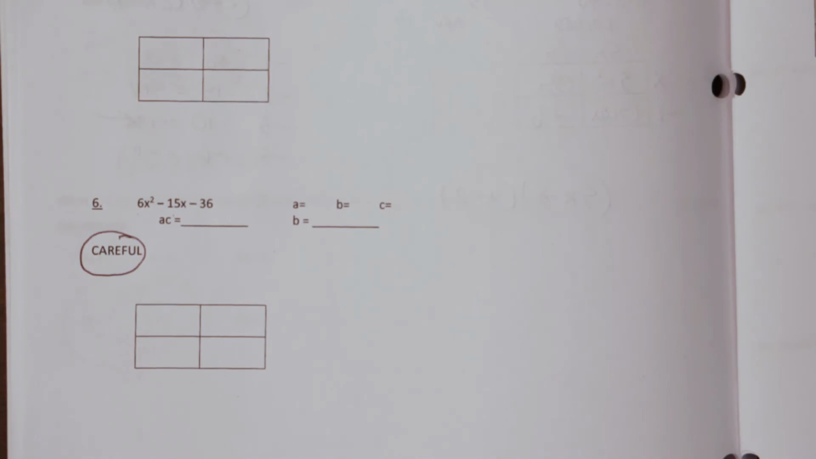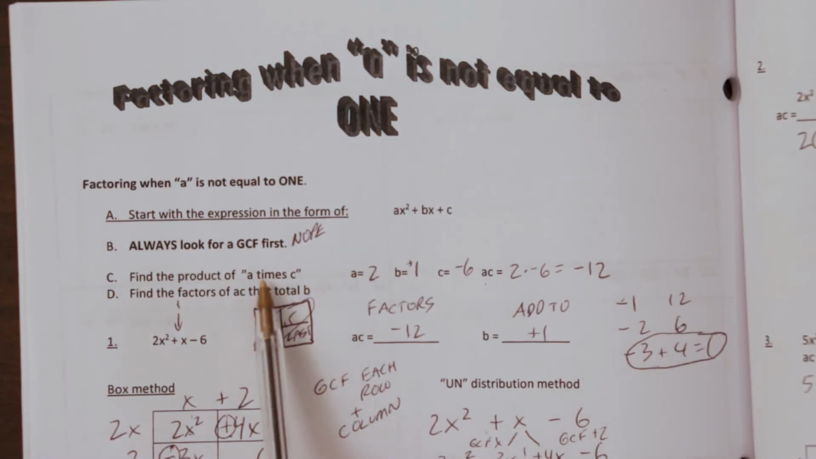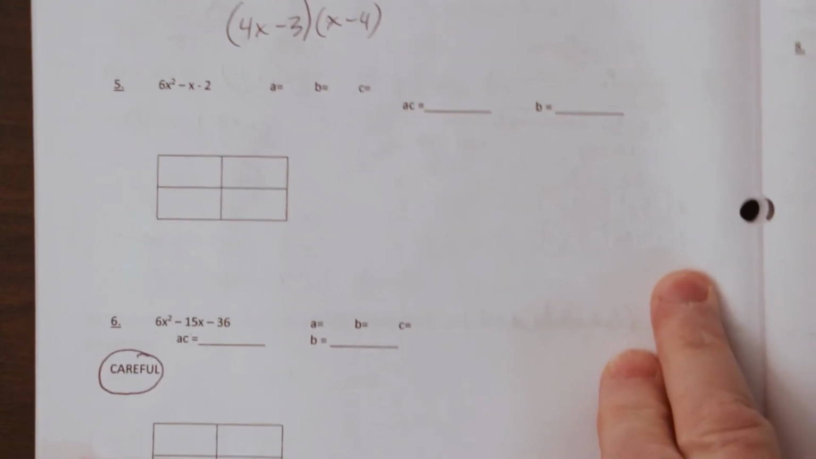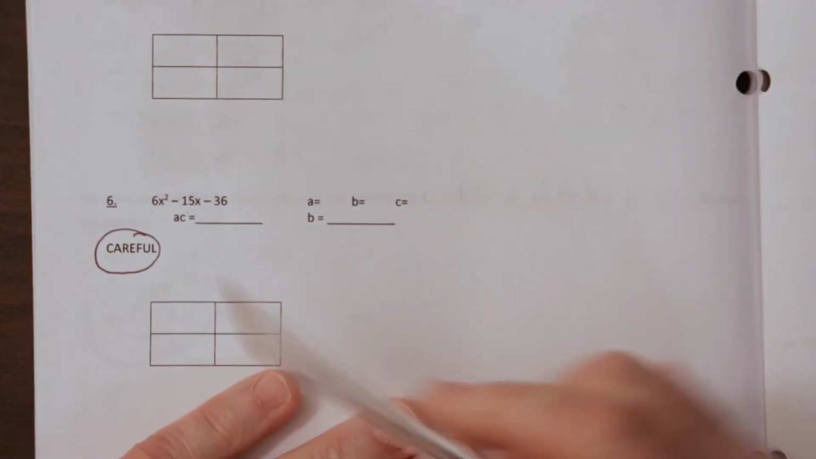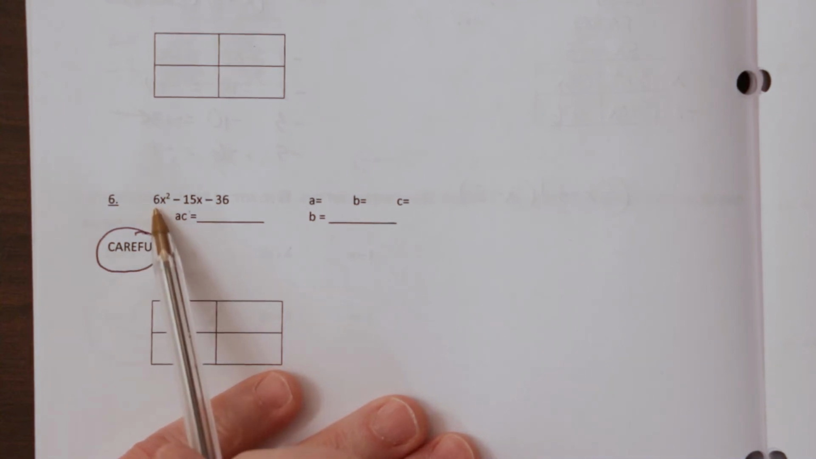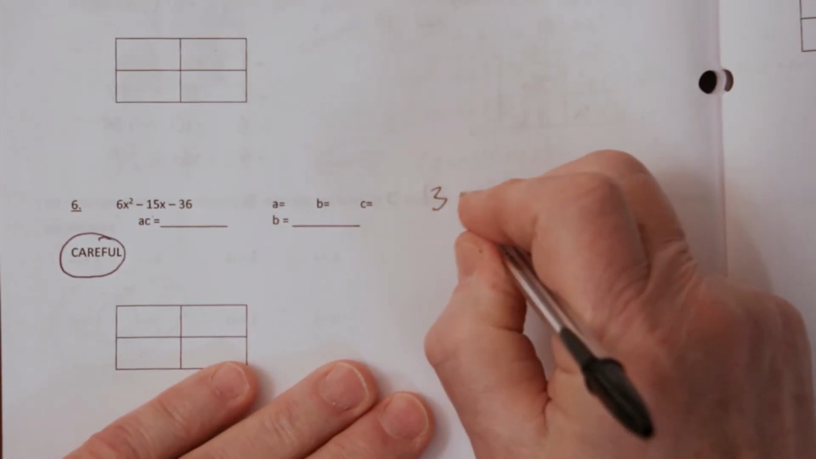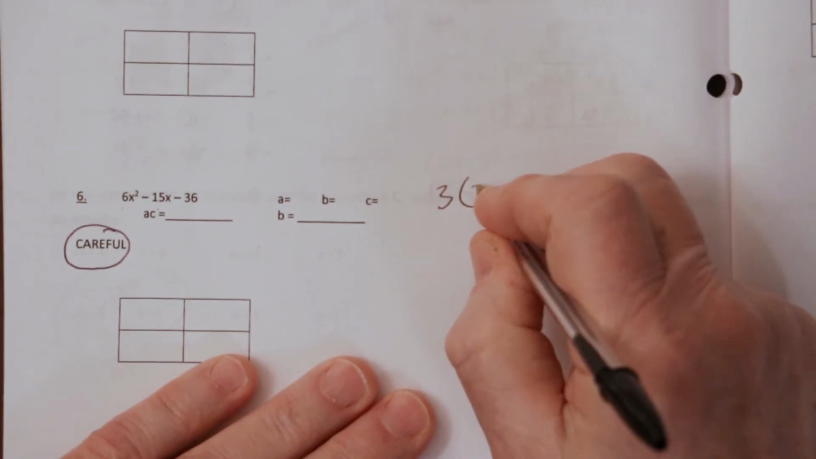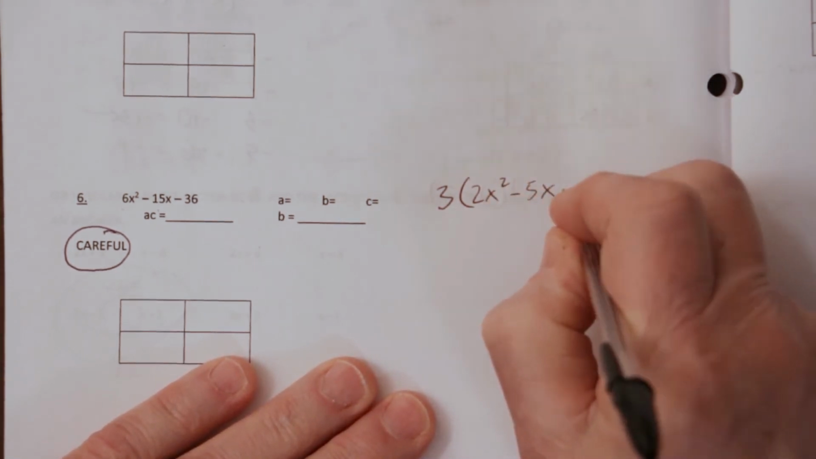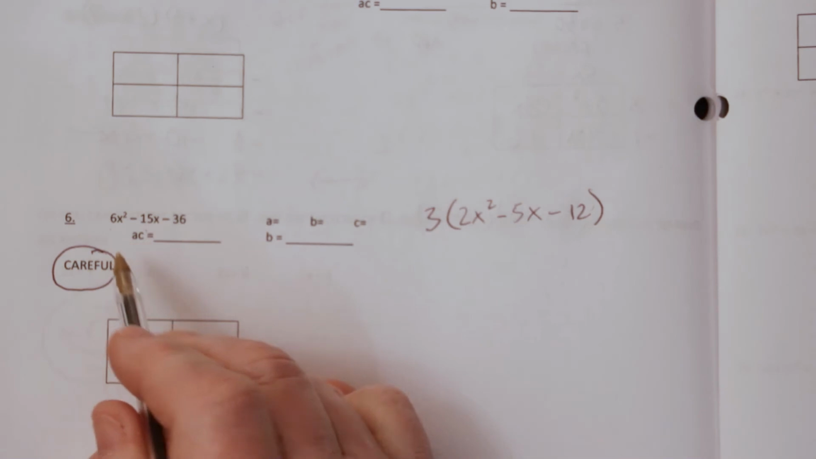Because the first thing that we're supposed to do, if you go back to the previous page, is look for a GCF. And lo and behold, there is a GCF on this problem. And if you tried to do that other work without taking the GCF out, you would wind up in a world of hurt. Okay, so your GCF here is going to be 3. So first thing you do is write down your 3, and then you divide it out, and you get 2x squared minus 5x minus 12. All right, and then you ignore this one. Don't cross it out completely, but just kind of go like this.